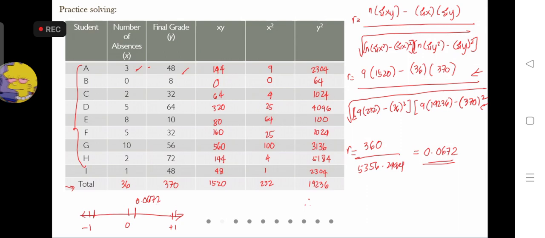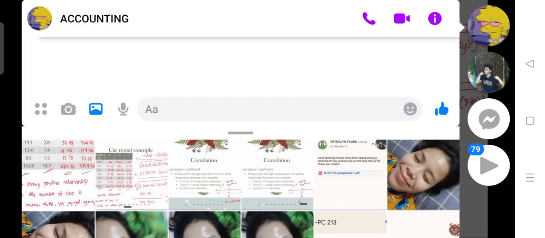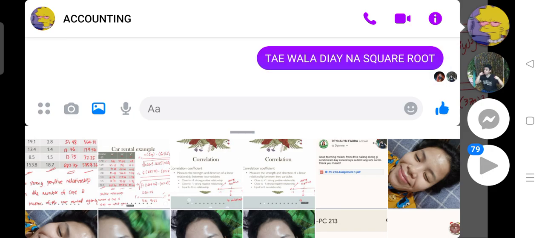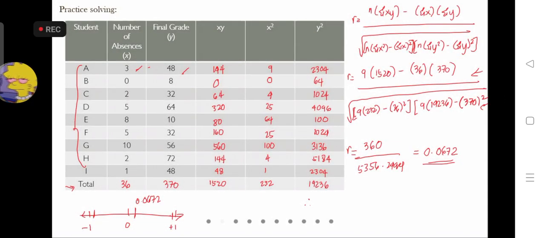Not equal, miss. Dili man sad ka ingon nga equal siya to 0. Okay? No relationship, miss. You can only say na no relationship siya if exactly equal to 0 ang inyong value sa correlation. Weak relationship. Yes. Weak positive. Yes, it's weak positive relationship.